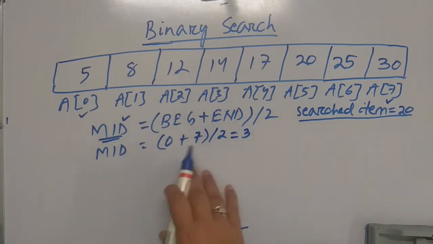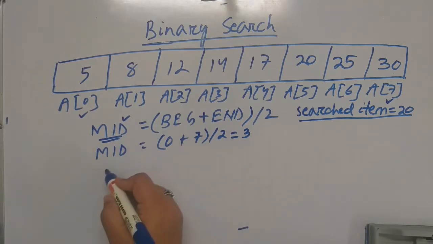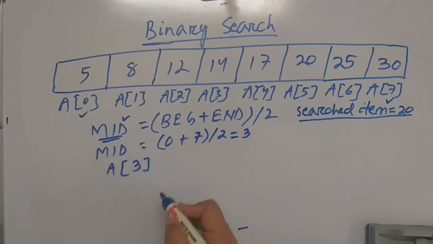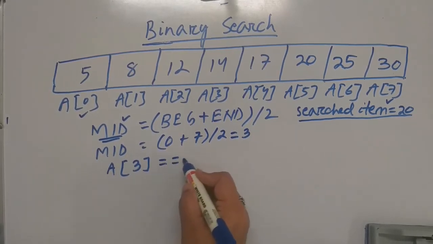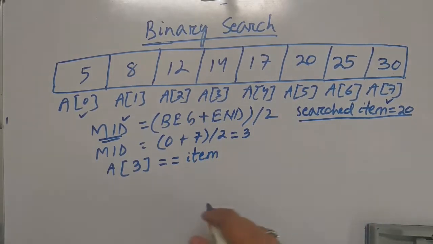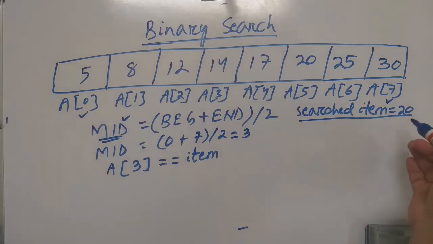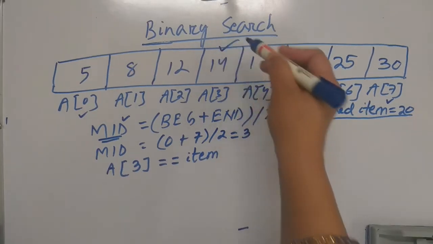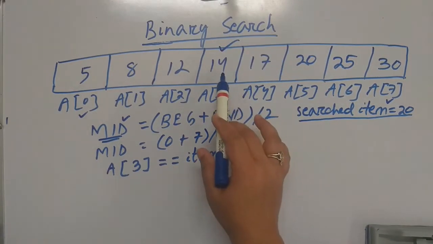Here the element at position 3, where A is the name of the array, we first check whether A3 is equal to the item or not. If it is equal to the item, then our search is successful and we get our result. But here the searched item is 20 and the A3 element is 14. Look at that example, here it is 14.